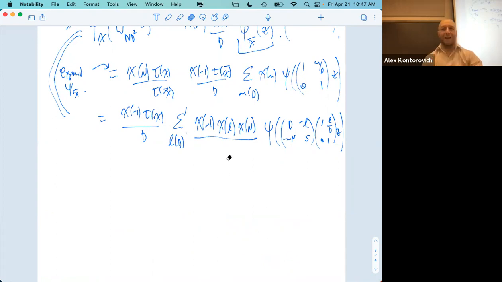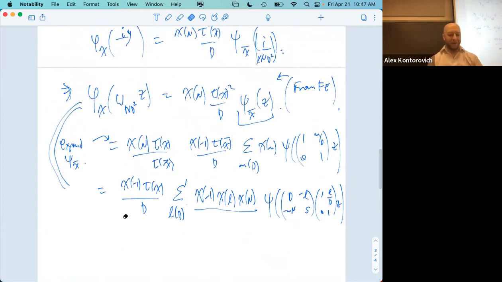Okay. Now let's stare at these two formulas side by side. So this was expanding phi chi of W n d squared. Right? Now let's stare at these two formulas. I have a chi of n and a chi of n. I have an over d and over d, tau of chi bar and tau of chi bar already cancel. I have a chi of -1, chi of -1, tau of chi, tau of chi.